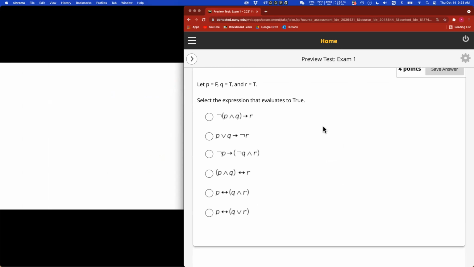Okay, so here we have P is false, Q is true, and R is true. Now it's asking which of the following evaluations is true. So if you look at the first one here, you have negation of P and Q implies R.